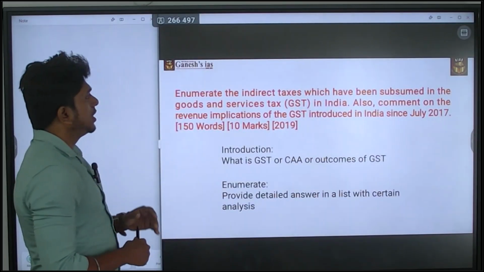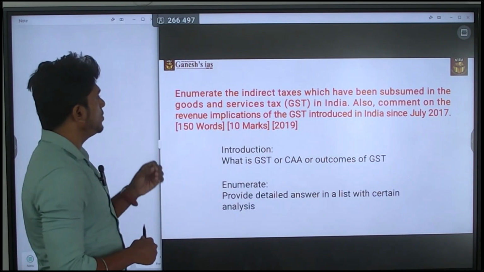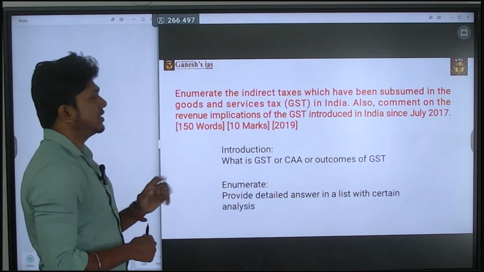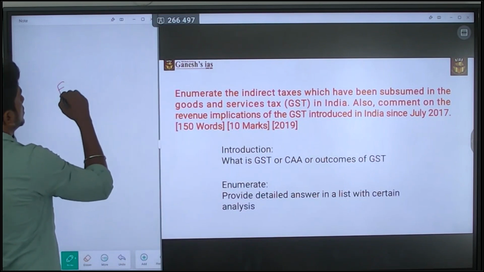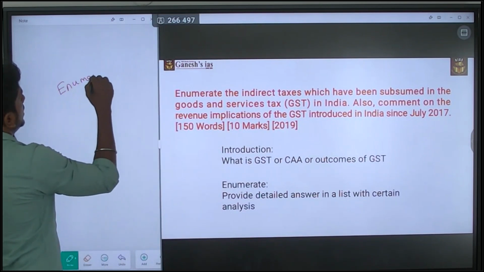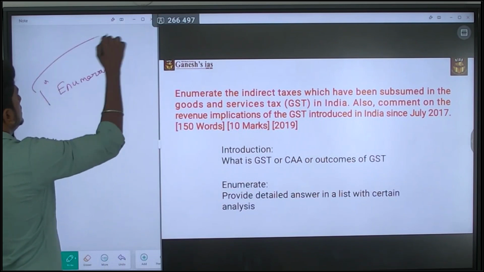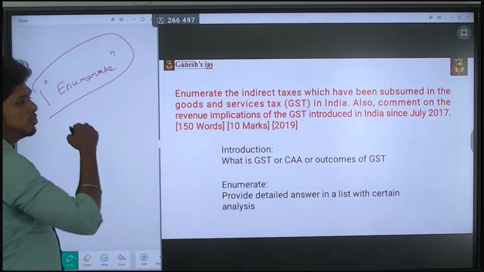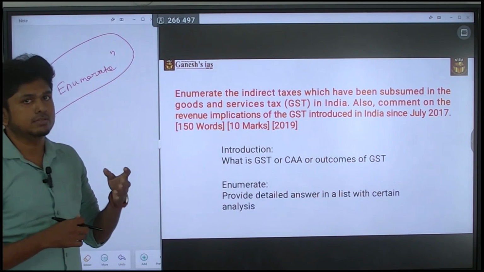Enumerate the indirect taxes which have been subsumed in the goods and services in India. So first of all, you have to know what "enumerate" means. These are the terminologies. You have to know the meaning before you get into the mains.